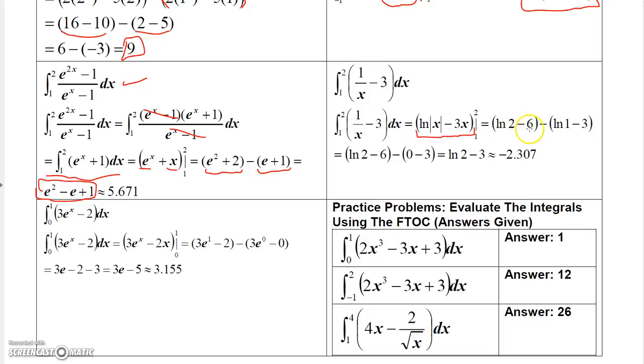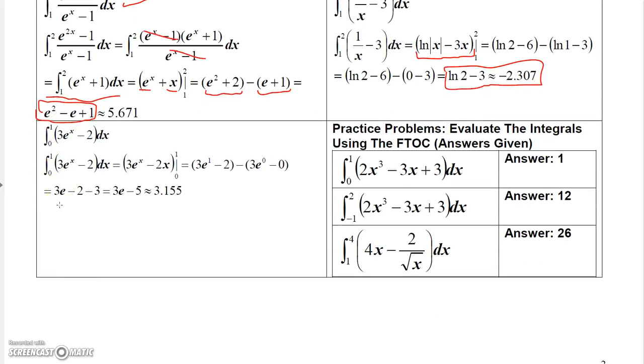So natural log of 2 minus 6, and then minus evaluated at 1, natural log of 1 minus 3. And natural log of 1 is 0, so that's minus 0 minus 3. So that's actually natural log of 2 minus 6 plus 3. Minus 6 plus 3 is minus 3, so you get natural log of 2 minus 3. And natural log of 2 minus 3 is the exact answer. Negative 2.307 is the approximation.